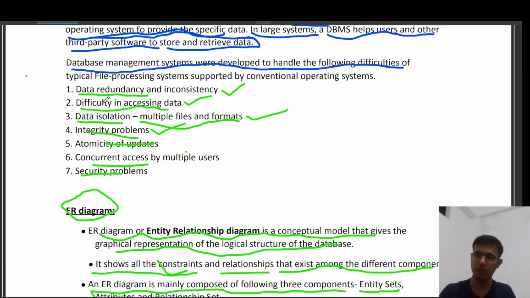We needed database management because in earlier years software engineers were using the file processing system, which had some drawbacks. The drawbacks are as follows. Number one is data redundancy and inconsistency, right? Number two is difficulty in accessing data. These are some of the drawbacks, right?